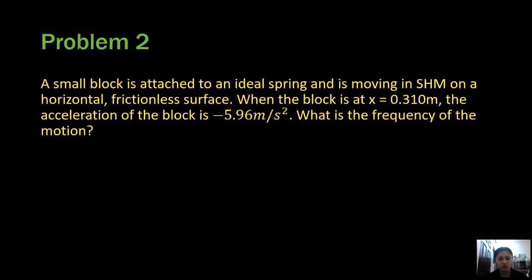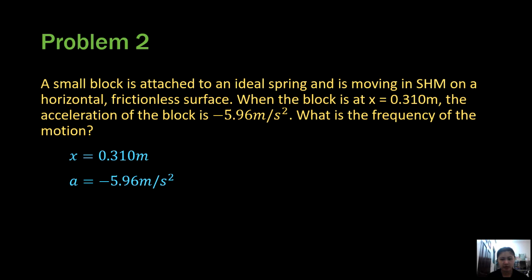First, let's list down the givens in the problem, which is x, the distance. So x is equal to 0.310 meters, so the block is at 0.310 meters. And for the acceleration of the block, it's negative 5.96 meters per second squared. So the problem is asking for the frequency of the motion.